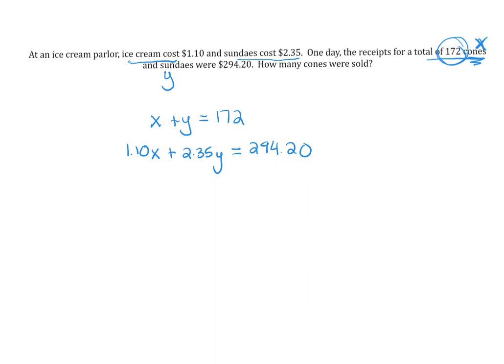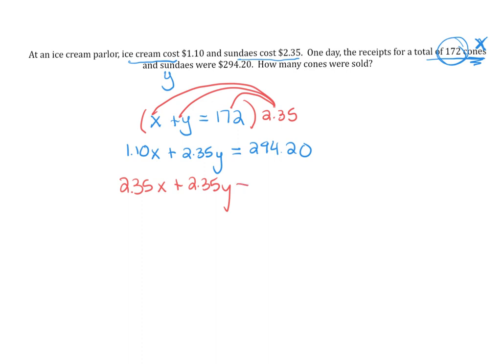All right, so I need my coefficients to match up. Let's say I want my y's to match up. So I can multiply everything here by 235. So 235x plus 235y. So that's coming from me multiplying here and here. And I have to multiply here. 172 times 235 is 404.2. So now I don't need that equation.